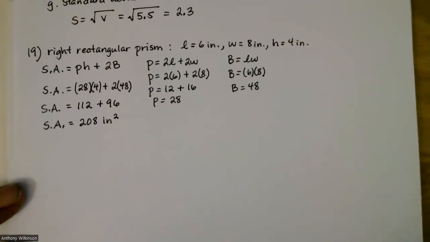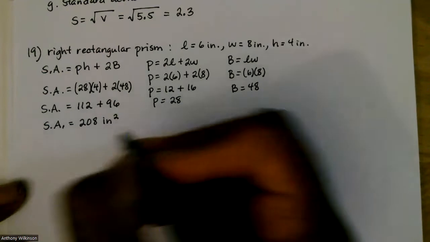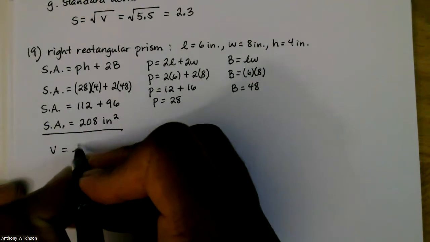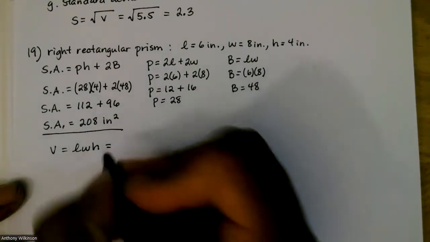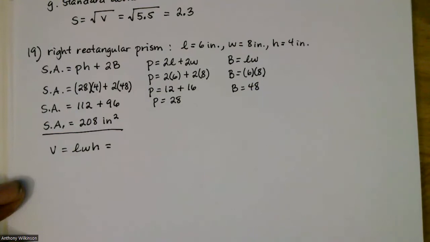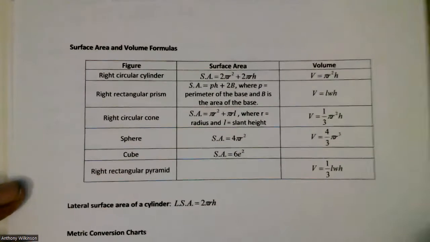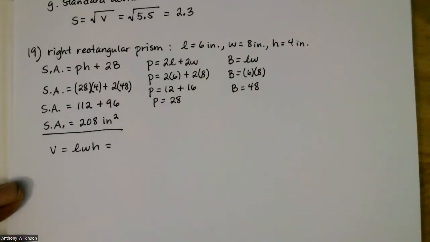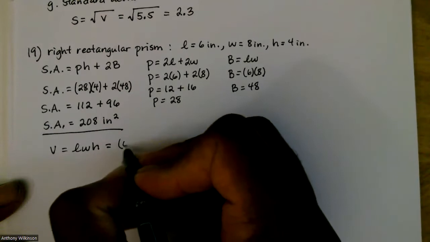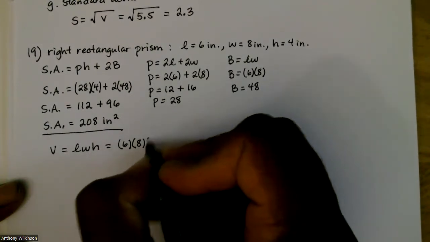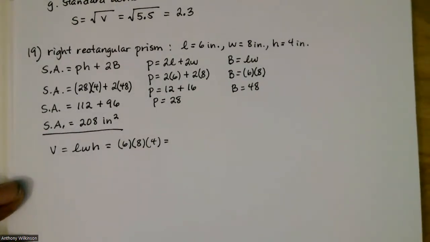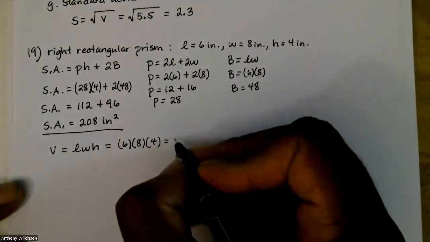Now we need the volume of that right rectangular prism. So the formula for finding the volume is going to be length times the width times the height. Length times width times height. All right, the length there is 6, and the width is 8, and the height is 4. So if I multiply 6 times 8 times 4, I would end up with 192.